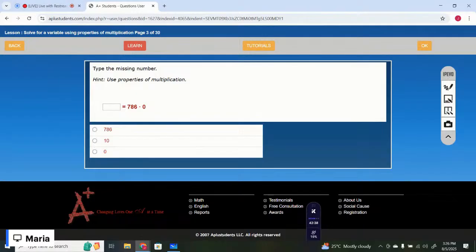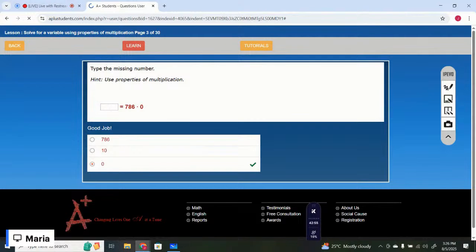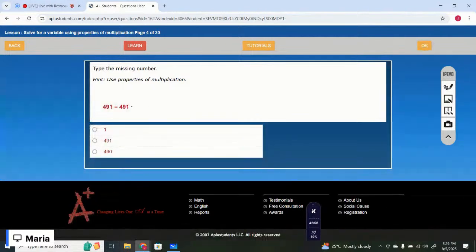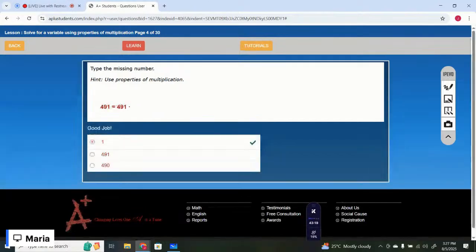Type the missing number: 786 times 0 equals 0. It is option number 3 that is the correct option, that is 0. Type the missing number: 491 equals 491 times the missing number. So which number is missing? Any number multiplied by 1 is exactly the same number. So that is 491 times 1. Option number 1 is the correct option.